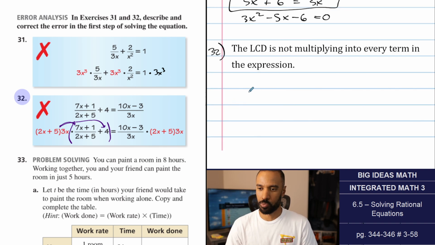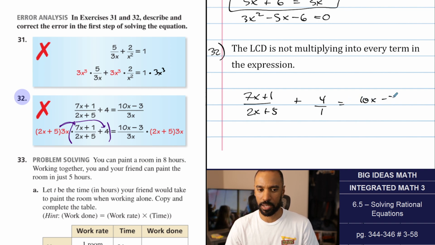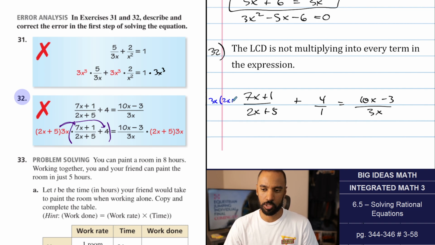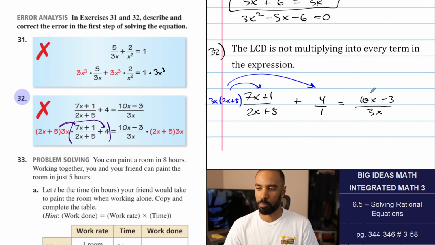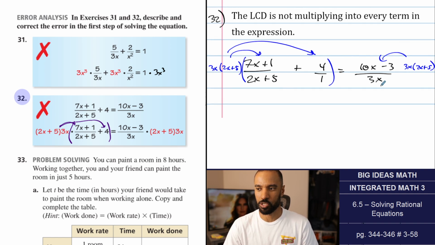So let's do that. We got 7x plus 1 over 2x plus 5 plus 4, that's over 1, by the way, equals 10x minus 3 all over 3x. So they're choosing to write it in this format. I'm going to write the 3x first, though. 3x times 2x plus 5. Boom. That distributes into both of those. That was their mistake the first time. Of course, I represent this differently, but it still gets the same effect as long as you know what you're doing with it through multiplication.